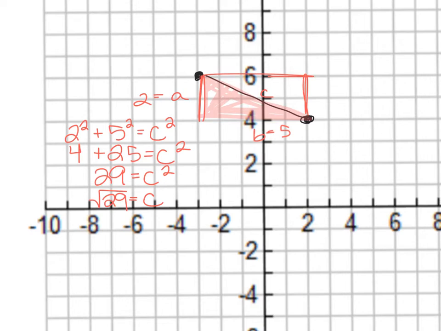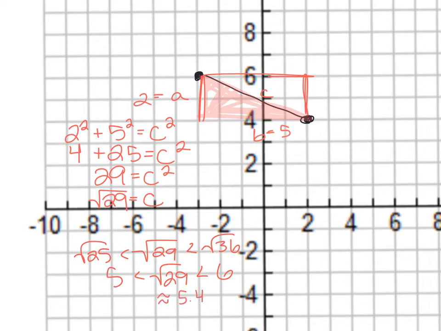So if I go through and apply the Pythagorean theorem, I find that my C is the square root of 29. We call that the exact value of C, or the exact distance between the 2 points. We can also approximate that. We know that the square root of 29 is between the square root of 25 and the square root of 36, a little bit closer to the square root of 25, so it's somewhere between 5 and 6, or we can plug it into our calculator and get an approximate value, which is approximately 5.4.